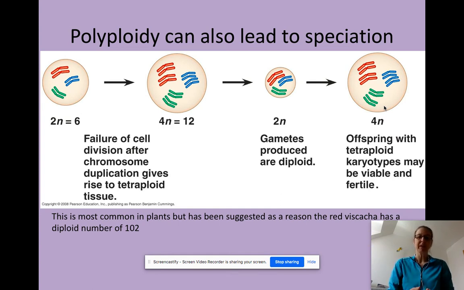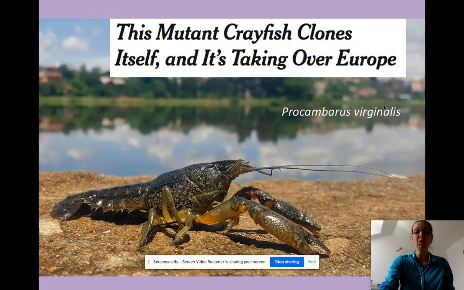So it's most common in plants, but there are some examples of animals like the red viscacha. It has a diploid number of 102, and they think that that's because of some sort of polyploidy event resulting in speciation. A really interesting example of speciation, though, has to do with this mutant crayfish. That's actually a really terrible invasive species taking over Europe. It's originally from like Georgia and Florida in the United States.